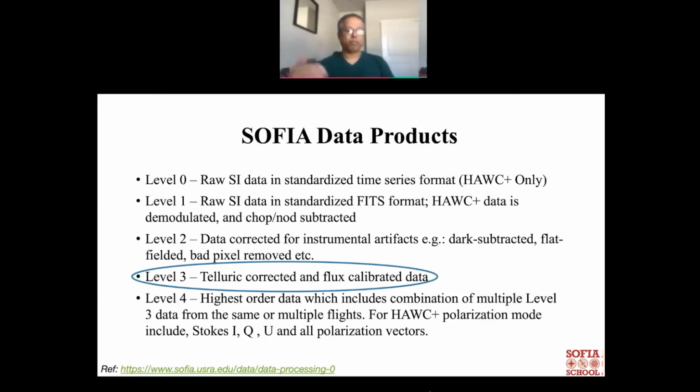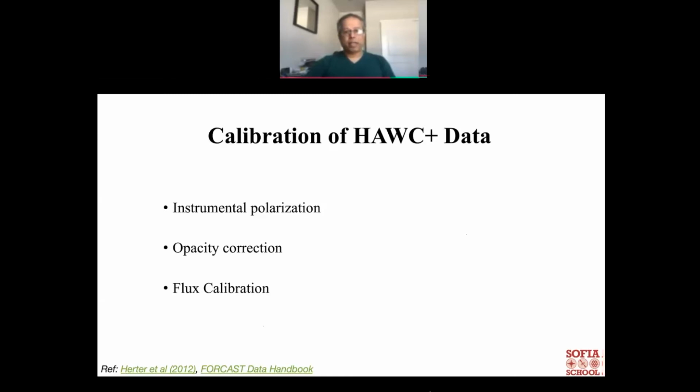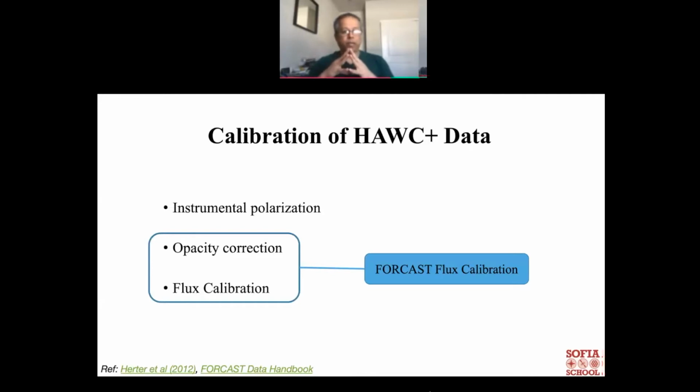We have level 2 data, and what happens during flux calibration and telluric correction, that's what I'll be talking about today. So there are 3 basic topics when it comes to calibration of HAWC data. One is instrumental polarization, second is opacity correction, and third is flux calibration. But to be honest, the opacity correction and flux calibration are identical to what the FORCAST instrument does. So we have the same calibration procedure for most of our imaging instruments, and since FORCAST was the first one, that's where we developed all these techniques.